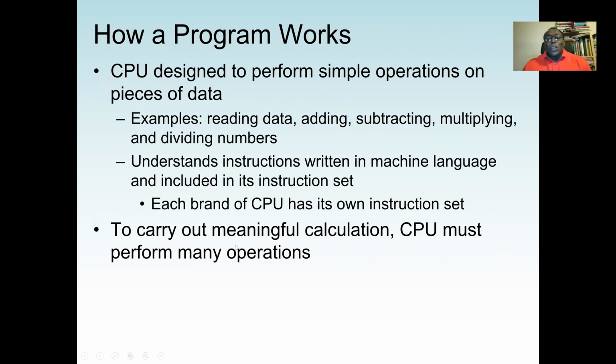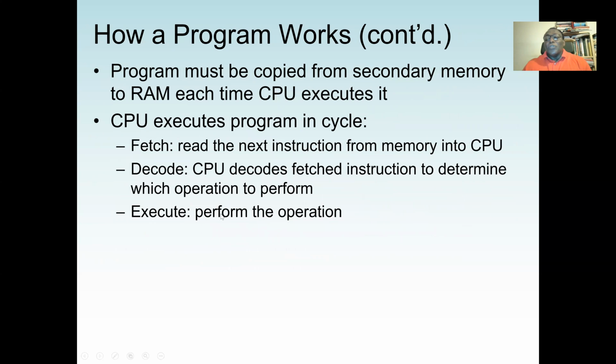How a program works. Normally, we say that a CPU is designed to perform simple operations on pieces of data. For example, we talk about arithmetic operations such as adding, subtracting, multiplying, dividing, or logical decision making, true or false, etc. So to carry out a meaningful calculation, the CPU must perform many operations together. And each brand of CPU has a different instruction set.